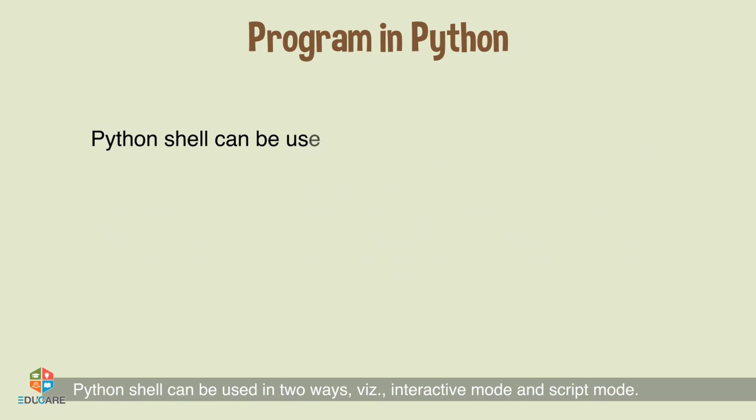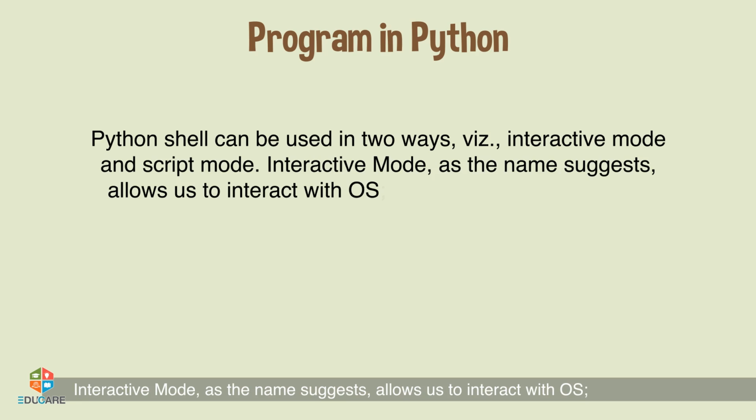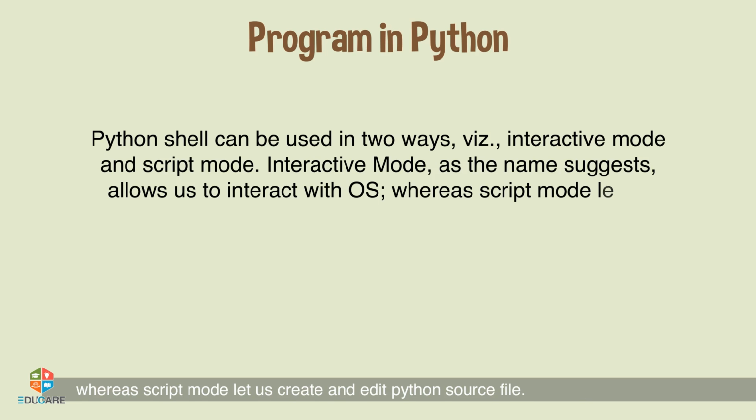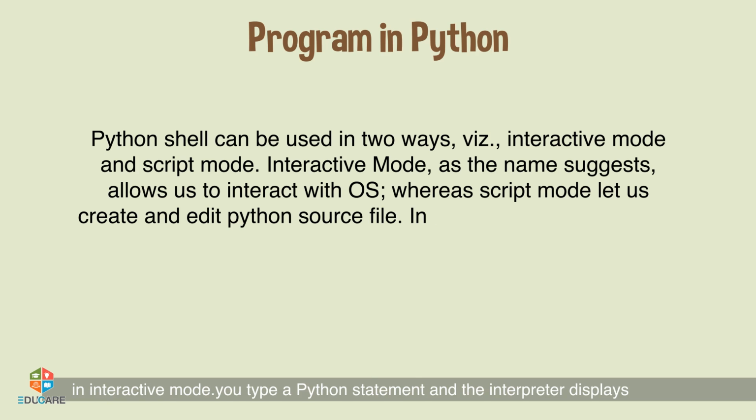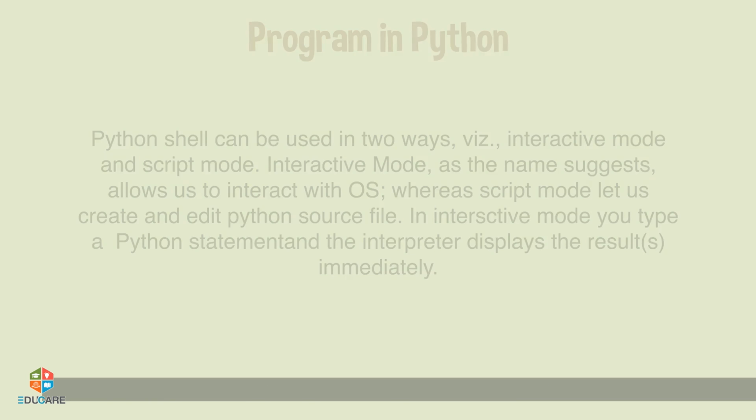Python shell can be used in two ways: interactive mode and script mode. Interactive mode, as the name suggests, allows us to interact with the OS, whereas script mode lets us create and edit a Python source file. In interactive mode, you type a Python statement and the interpreter displays the results immediately.